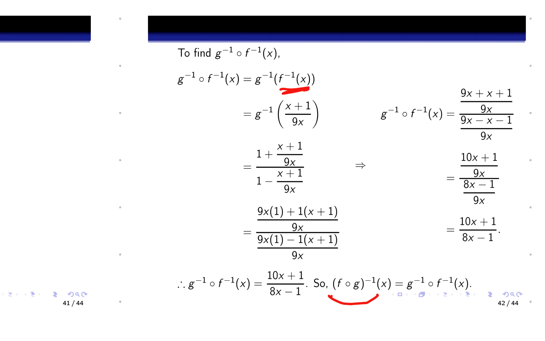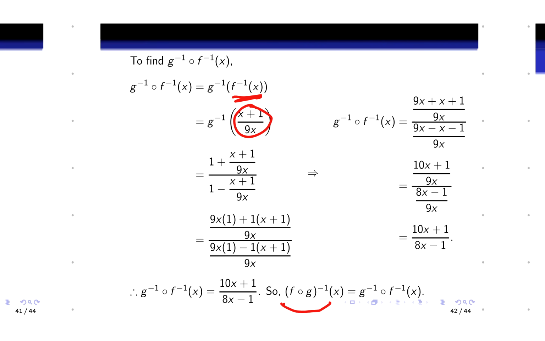But you remember g inverse of x itself is (1 plus x) over (1 minus x). So that's why you have 1 plus f inverse of x over 1 minus f inverse of x. That's what is happening. So instead of x now, f inverse of x takes its place. So you have 1 plus (x plus 1) over 9x, over 1 minus (x plus 1) over 9x. So, I mean, some serious maths going on.